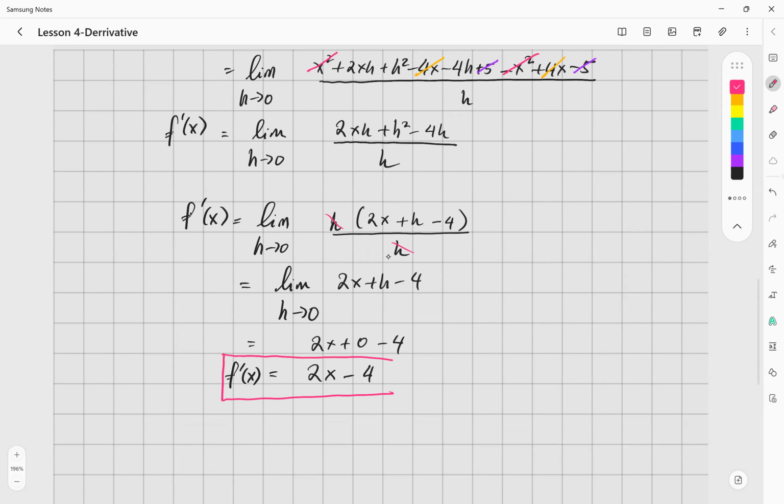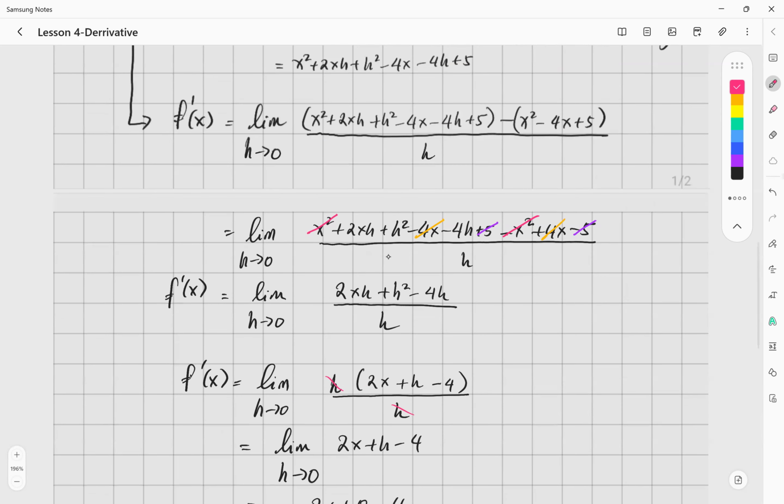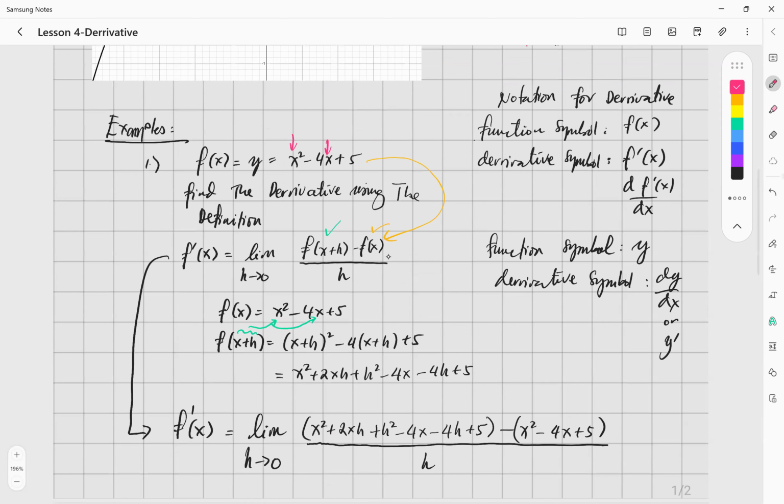But later on, now I want you to compare between f of x and f prime of x. We started with this function.